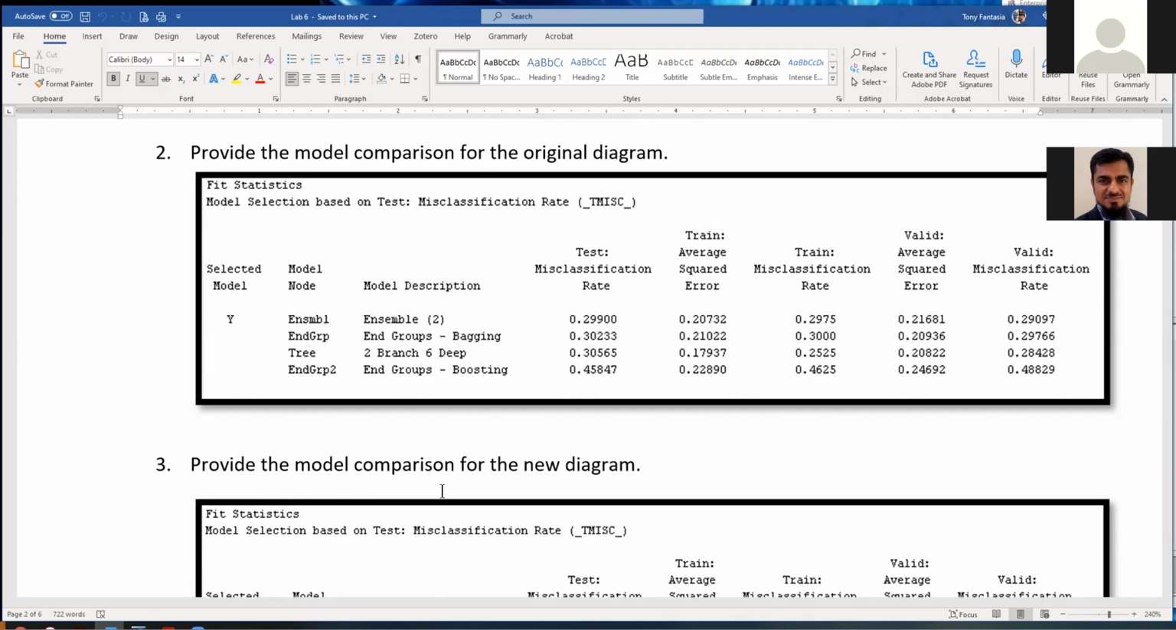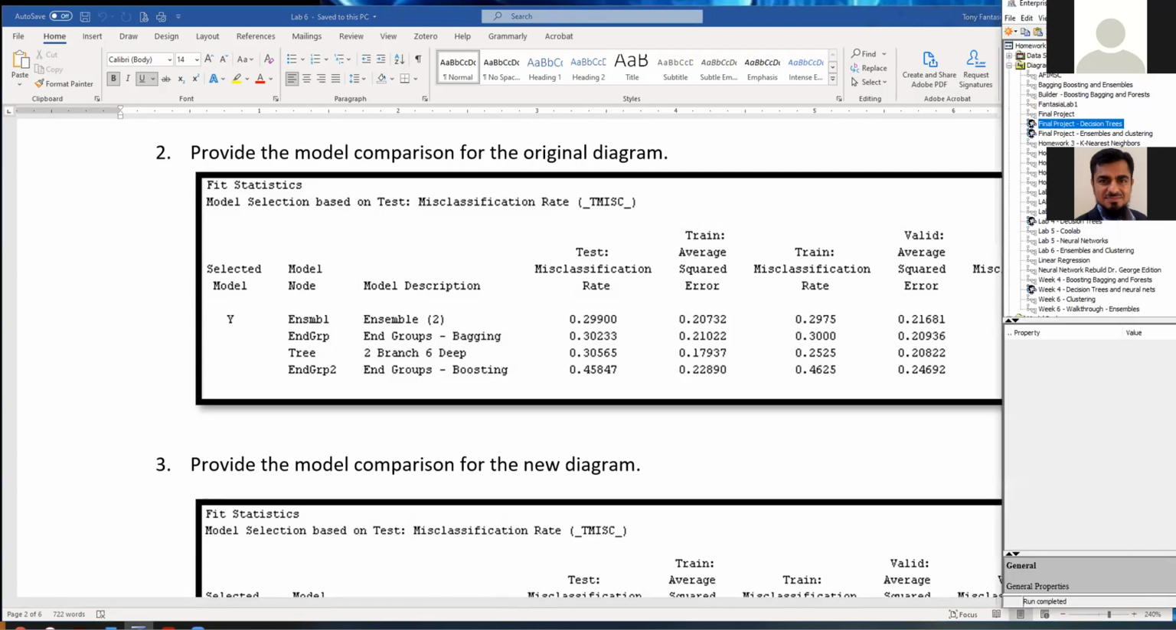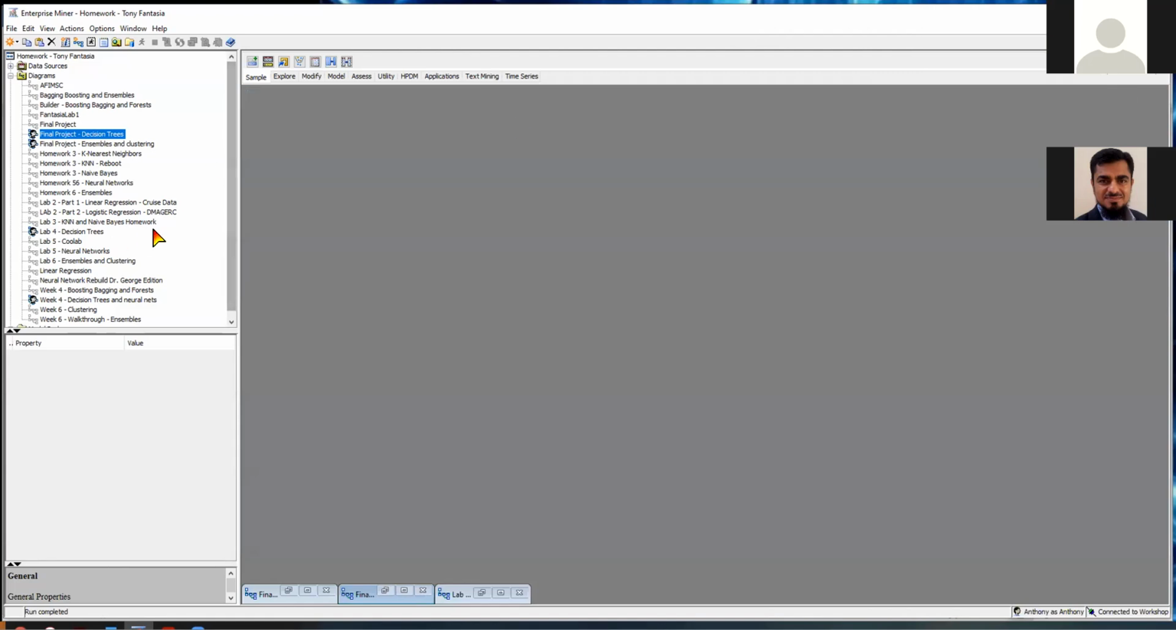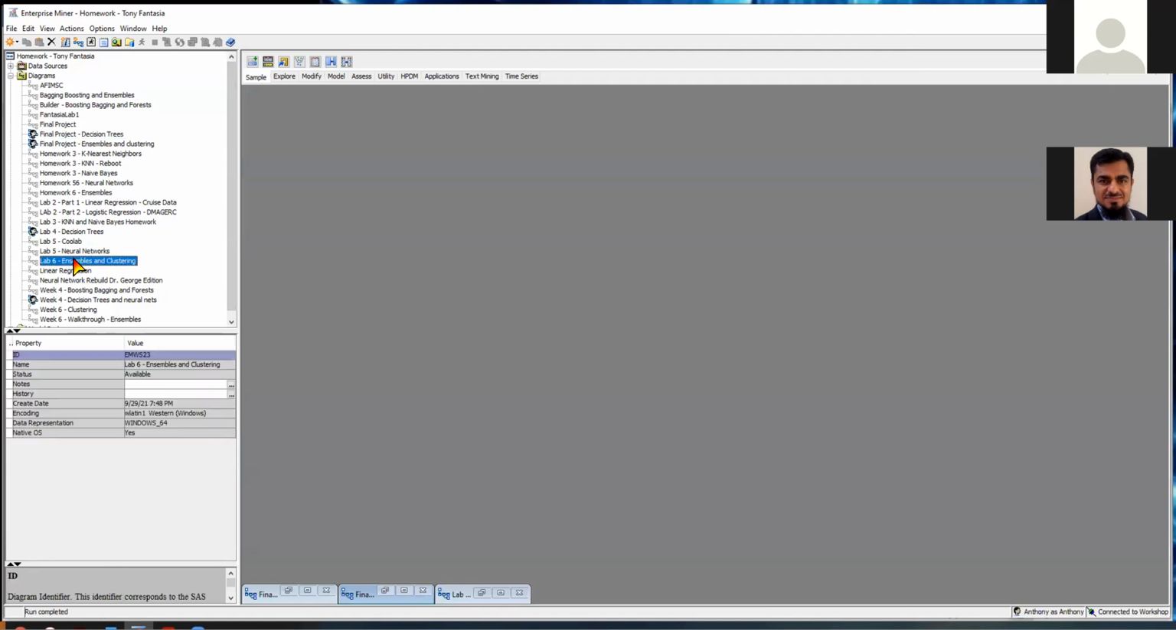Okay, where we expect there to be some differences, but Mintu, honestly, you're the first person I've spoken to that got the Ensemble as the same one that I got. So I'm encouraged by that. At least I'm not the only one out there with that answer. But hey, Tony, one question. In your model comparison, did you select any selection statistic, or was it default on the first one? Well, let me bring it up. This is lab 6.